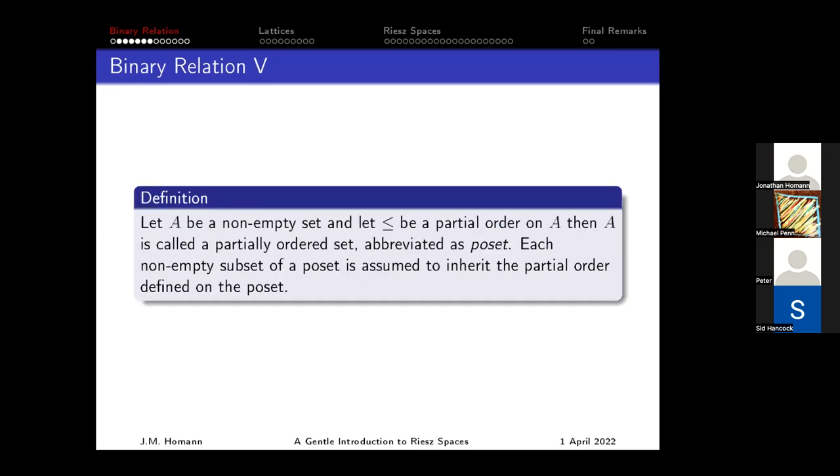So we're now going to say that a non-empty set A with a partial order is called a partially ordered set, and we'll abbreviate it as POSET. It's easier to say POSET than partially ordered set. And we assume that each non-empty subset of a POSET inherits this partial ordering, which is defined on the POSET. So that's important, as it allows us, when dealing with non-empty subsets of a POSET, to still have this partial ordering on those subsets.